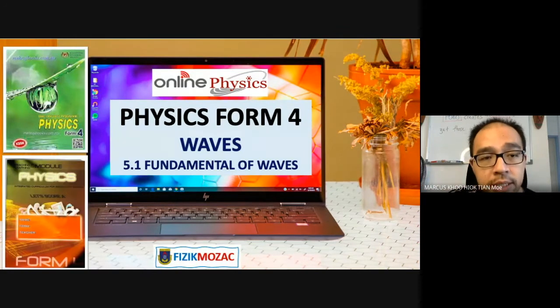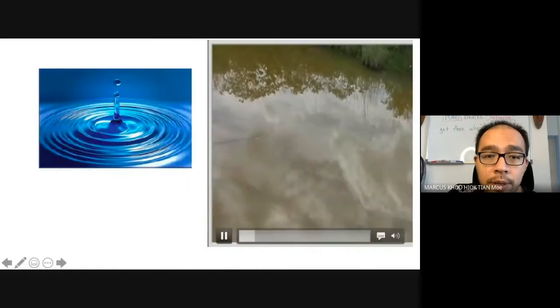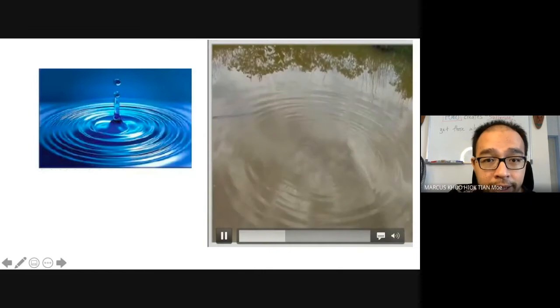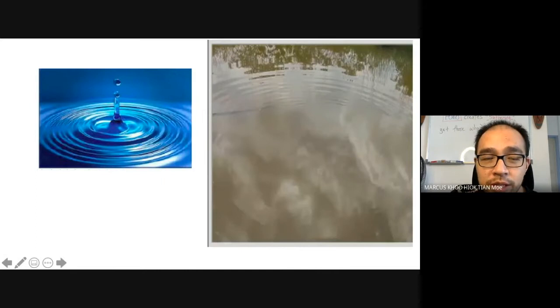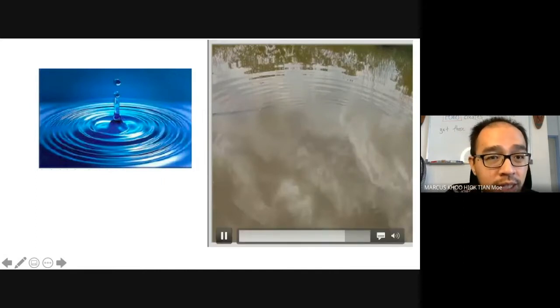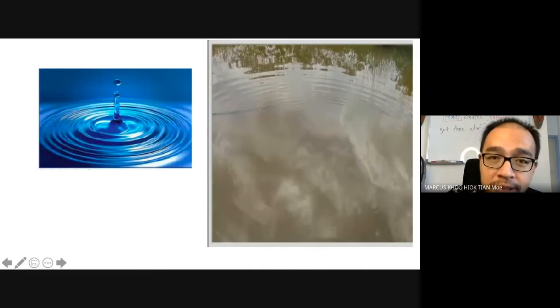But in order for us to get a proper understanding of waves, we need to talk about the fundamentals of waves. So the first thing we need to do is to describe what waves are like. If you drop a stone into the water, you will see this ripple effect. What do you see? You see waves. A stone is dropped in the water, and you obviously will see waves that move outward from the center. There's always a center where you drop the stone, and you will see the waves moving outwards.